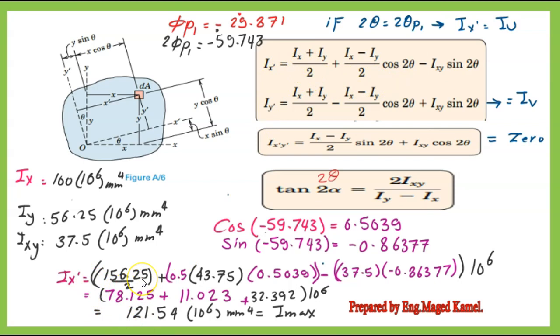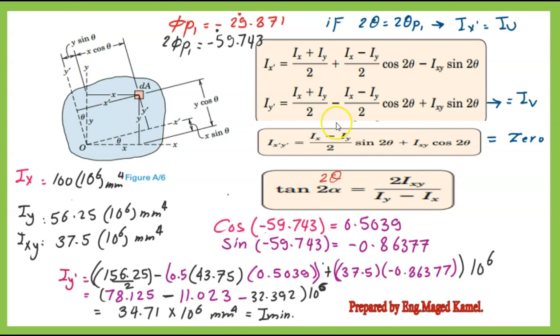We apply in the equation of Ix dash, then I sub u equals 10 to the 6, open one bracket, 156.25 divided by 2 plus 100 minus 56.25 divided by 2 multiplied by 0.5039 minus 37.5 multiplied by minus 0.86377 equals 121.54 10 to the 6 mm4.